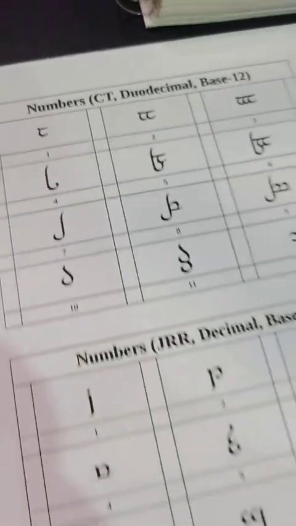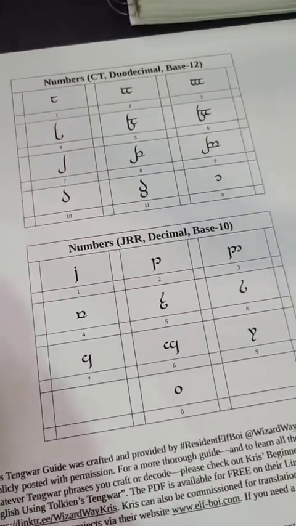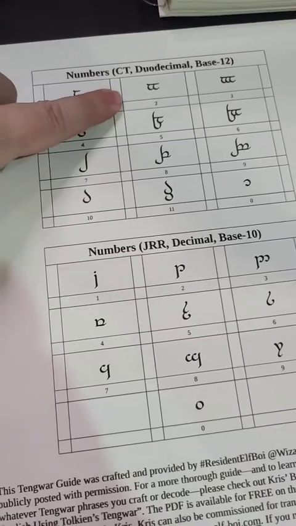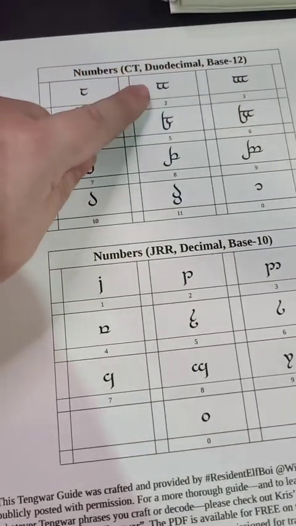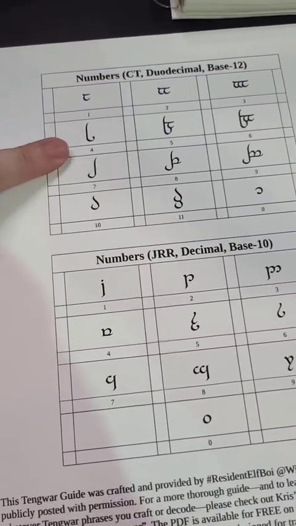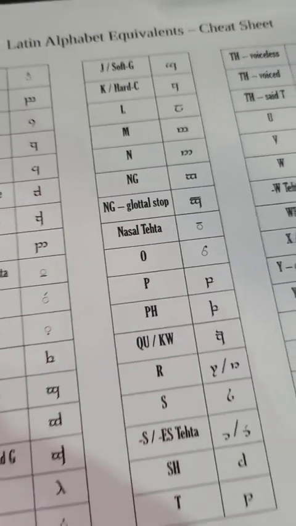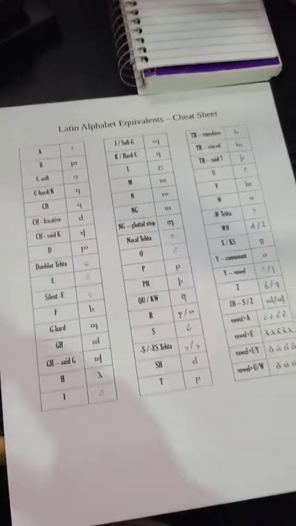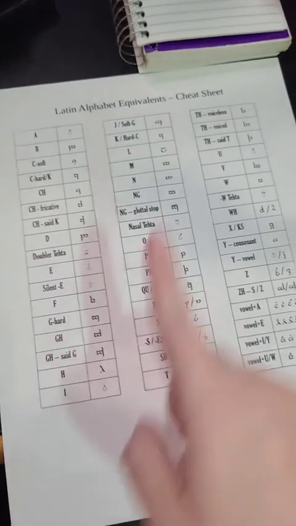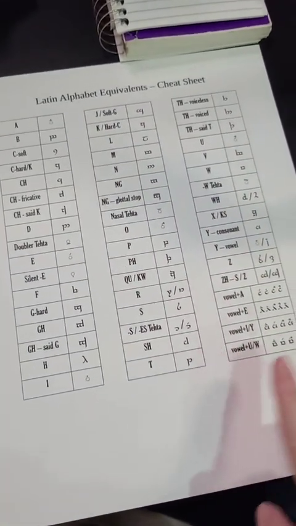There are also charts for the 2 different numbering systems. This is the one that I prefer to use in my letters. It is a base 12 duodecimal system that Christopher Tolkien gave us. And the final cheat sheet is a quick reference that goes through the Latin alphabet, A through Z, and with some of the vowels.